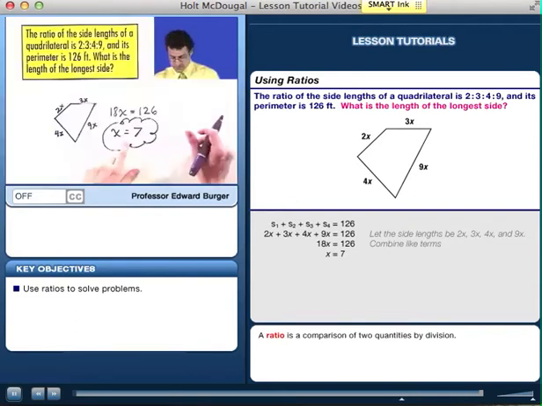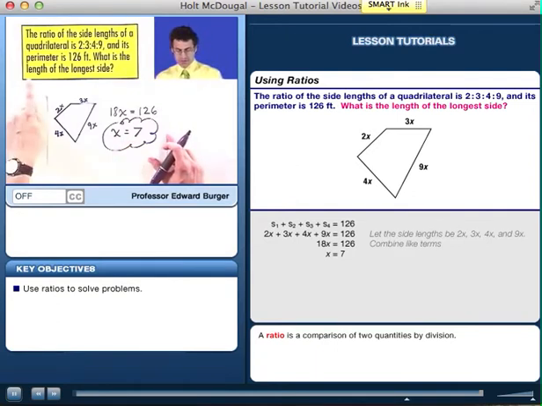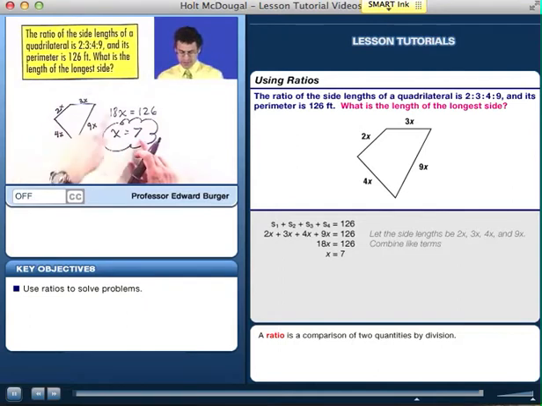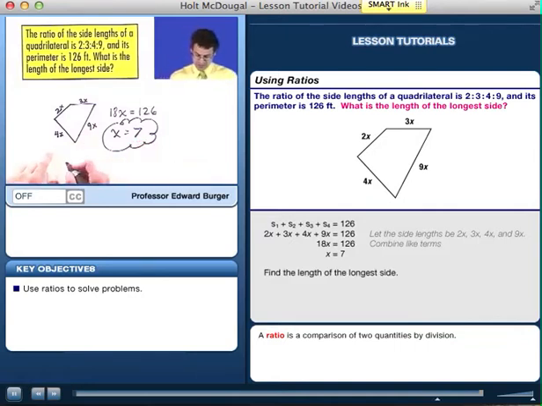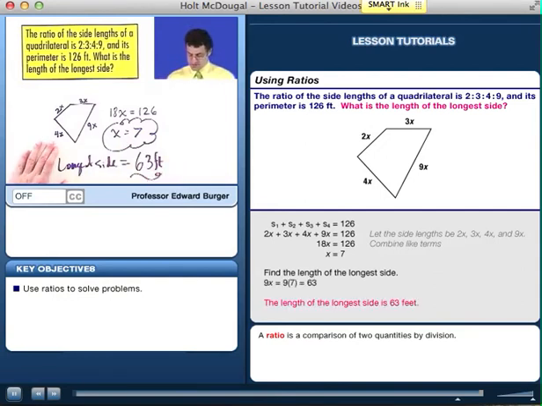In this case, we found x equals 7, but it's not quite there. We've got to find the length of the longest side. How can you do that? Well, you could plug in 7 everywhere and see which number is the biggest, or you can just see that the longest side is going to be where I take 7 and multiply it by the largest number, which is plainly 9, and so therefore the longest side is going to be 9 times 7, which is 63 feet. So 63 feet is the length of the longest side of this particular quadrilateral that has side lengths in this ratio with a perimeter of 126 feet.